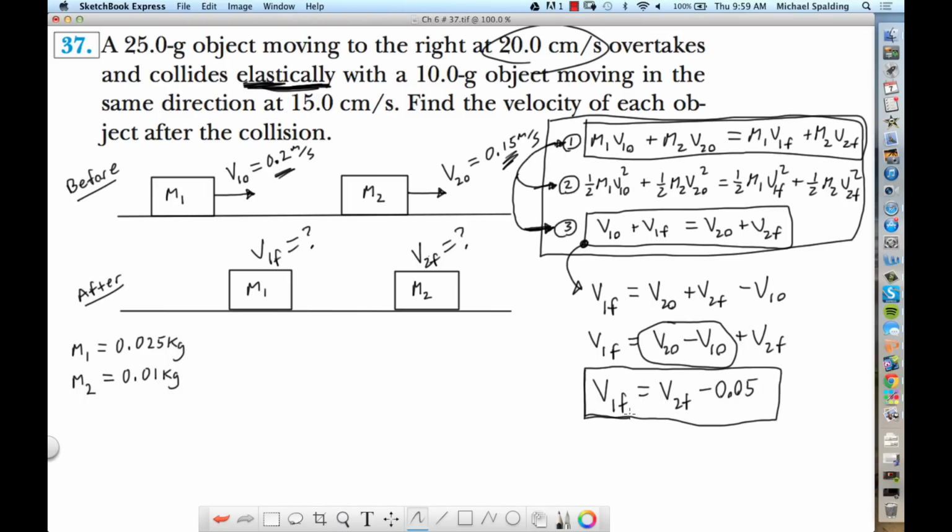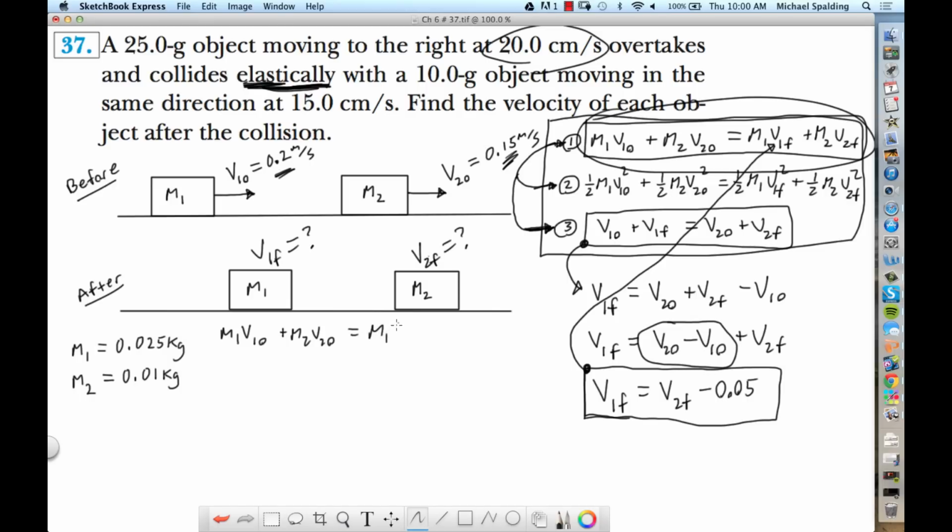Okay, now what are we going to do with that equation? So we have V1 final in terms of V2 final. We're going to take this and plug it in up there. So I'm going to rewrite this equation. I'm plugging into this first equation right here: M1 V1 initial plus M2 V2 initial equals M1, okay, V1 final is V2 final minus 0.05, plus M2 V2 final. What is the only thing missing in that equation?